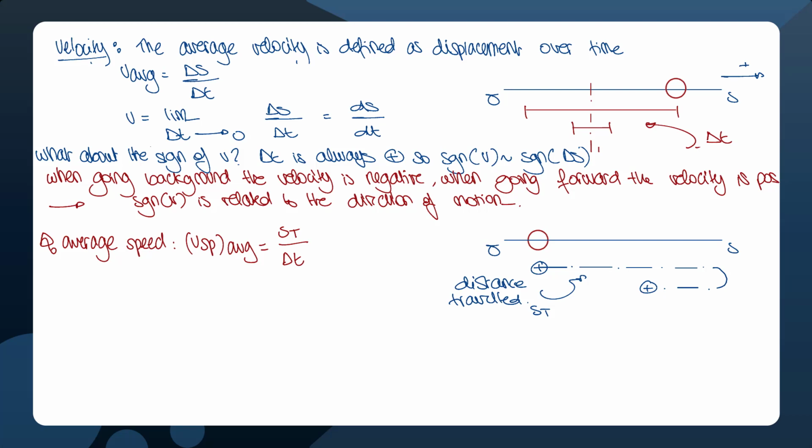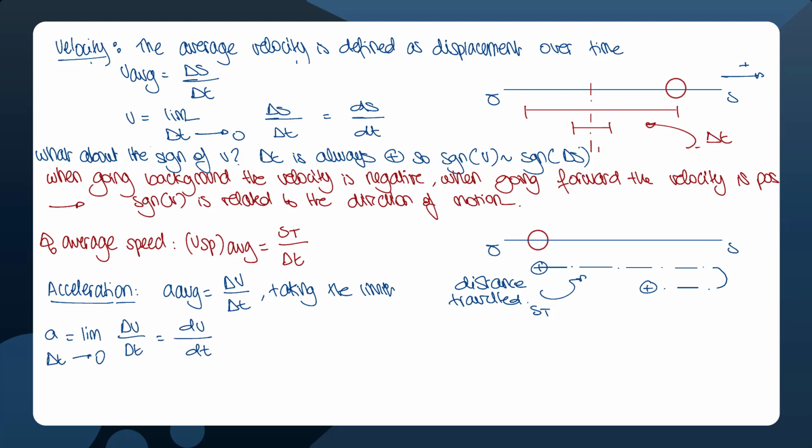Now, concerning the acceleration, the average acceleration can be defined as the ratio of the difference in velocity by the difference in time. If we want to take the limit of this expression, exactly as we did before for the velocity, we'll get a value for the instantaneous acceleration, which is a, and it's the limit as delta t goes to 0 of delta v over delta t. Since delta as it goes to 0 is a differential, we can write dv over dt. So we know that a is equal to dv over dt.